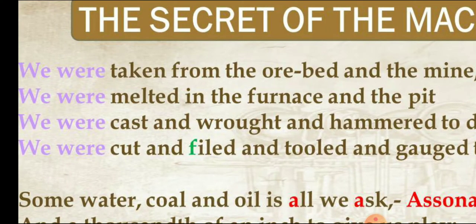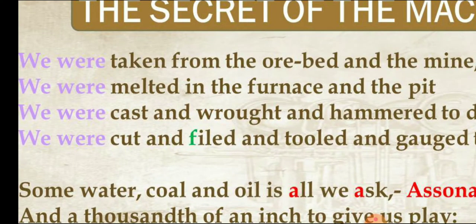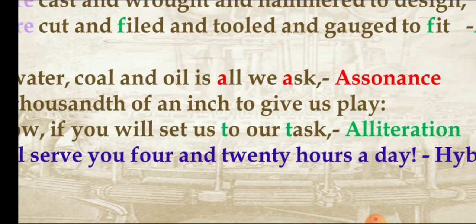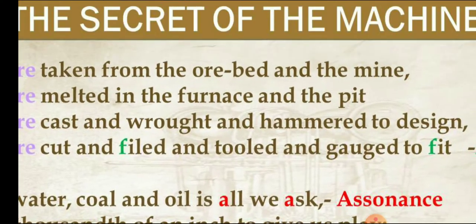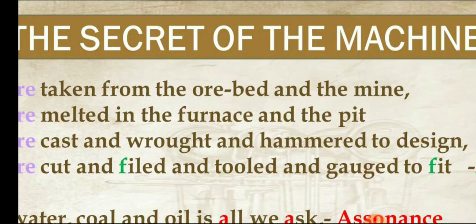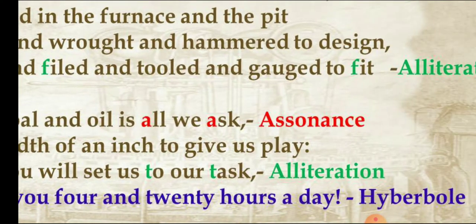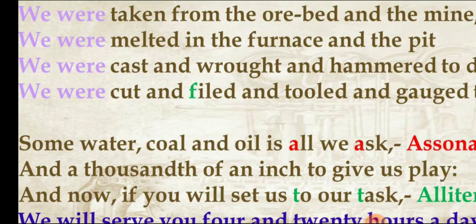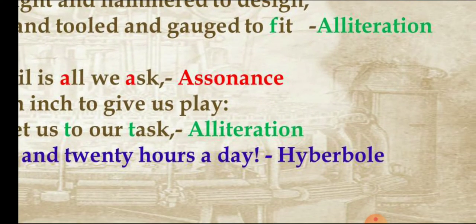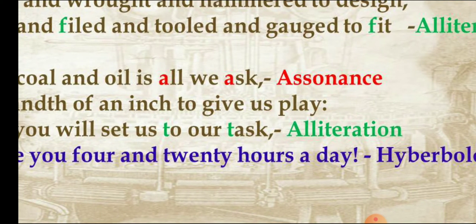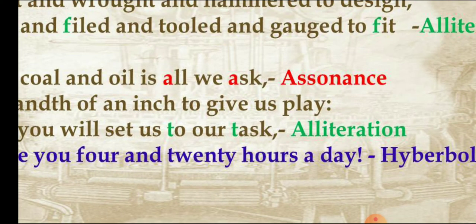Here, the letters alliterated are F and T in these two stanzas. In the first stanza, look at the fourth line. We were cut and filed and tooled and gorged to fit. So here, the F sound is alliterated. Filed, fit. So the figure of speech employed in the fourth line is alliteration. Likewise, tooled, task. So the figure of speech employed here is alliteration because the T sound is alliterated.